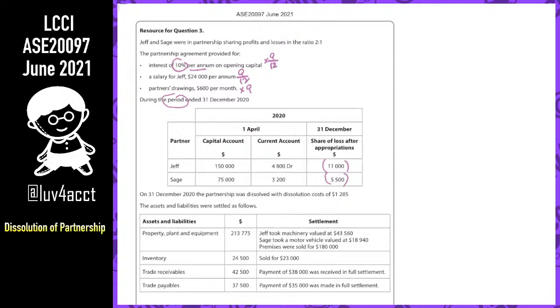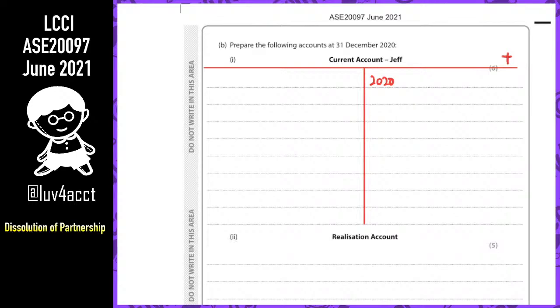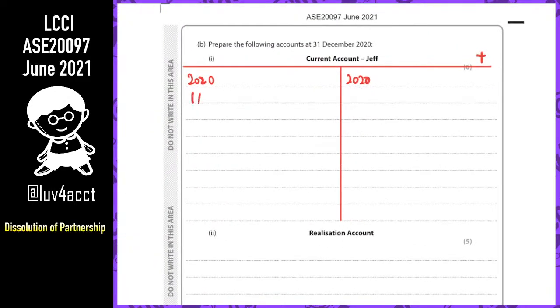So opening balance of Jeff's current account 44,800. Jeff. Current account is capital in nature, so it is a credit side account. Year 2020, is it, or 21? Let me see, should be 20. Yes, year 2020. So you have a debit balance on the 1st of April. Balance brought down 4,800.